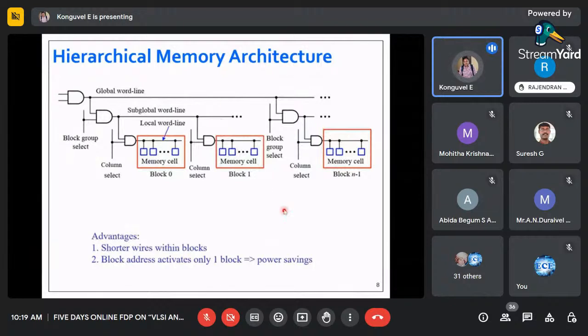That's how it will be designed. That's how it will be there. So here we are going to access one memory cell. So how are we accessing? By using block group select, we can access.